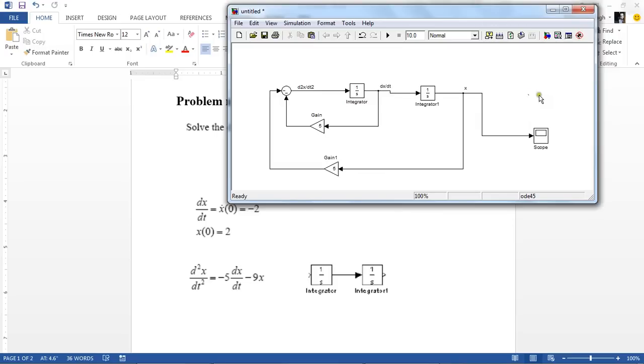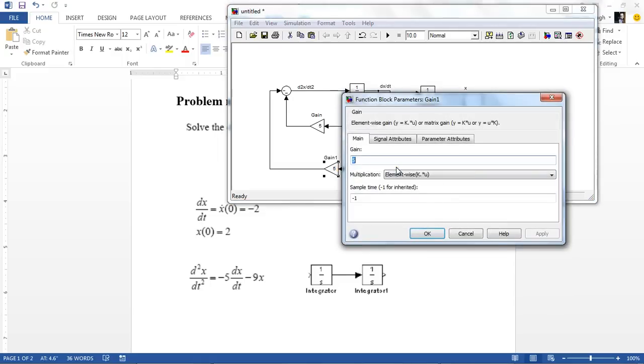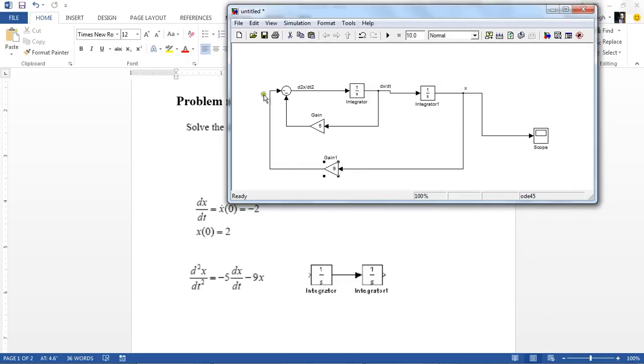Okay, now our model is complete. D square x by dt goes into this, we get dx by dt. This dx by dt gets multiplied by 5 and goes into this summation. Then this dx by dt goes into second integrator, we have the output x, goes multiply with 9, sorry for that, 9 gets entered into this summation. So over here this total summation is minus 9x minus 5 dx by dt. This is equal to d square x by dt square, which is equal to this thing. So our model is complete.